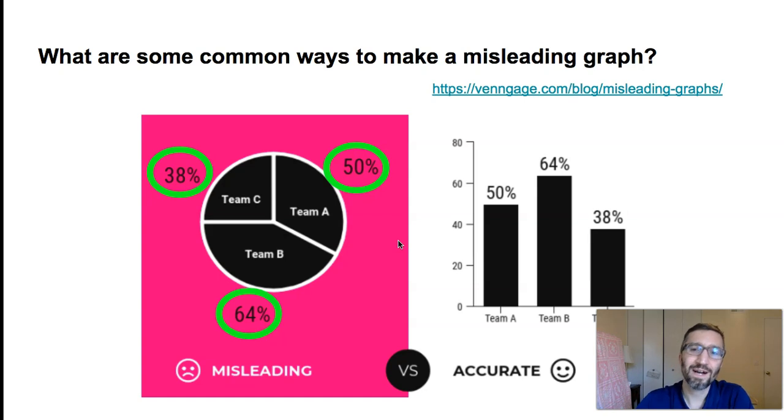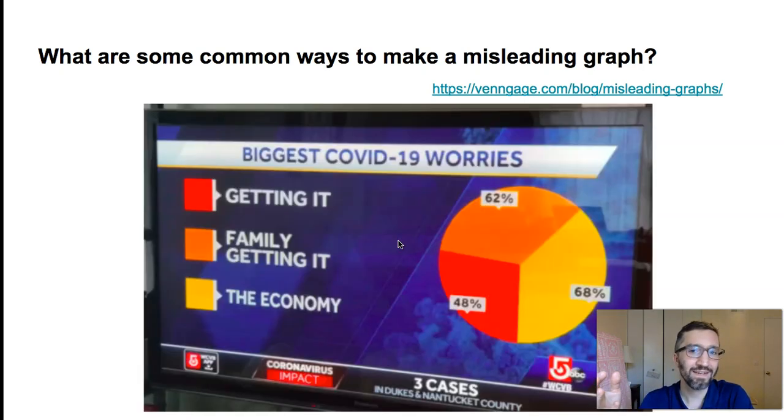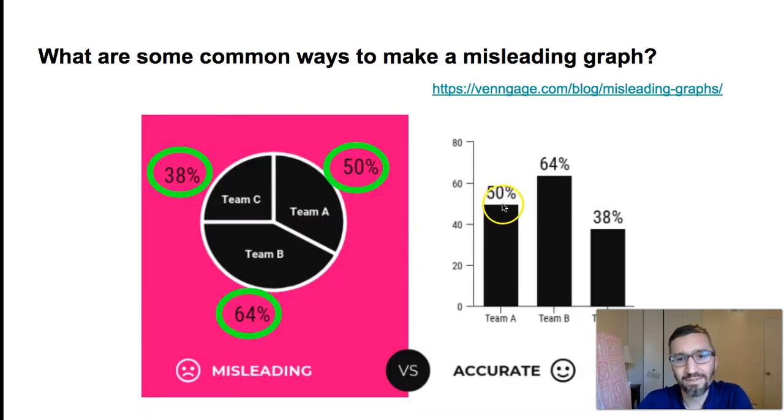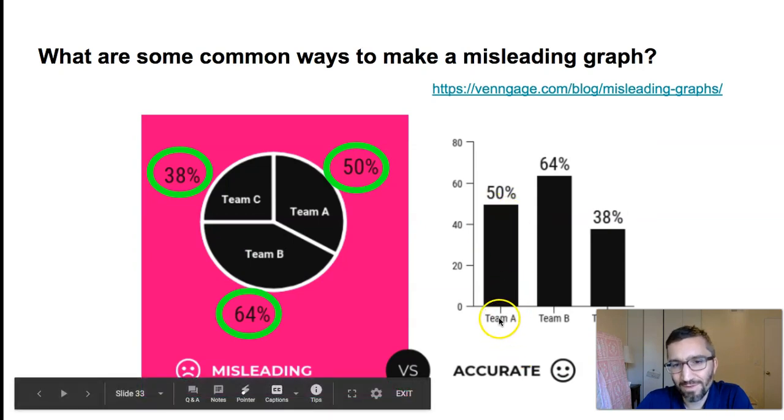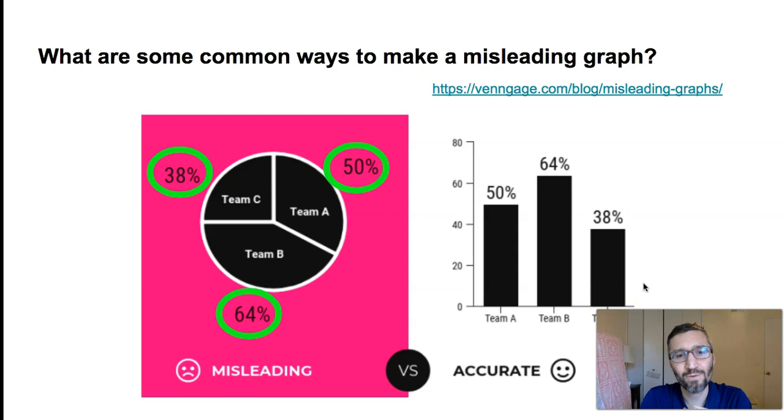So a much better appropriate way to display this data would be in a bar graph, that 50% prefer team A, 64% prefer team B, 38% prefer team C. Maybe people can choose multiple at one time. Whereas with a pie chart, it should add up to 100%.